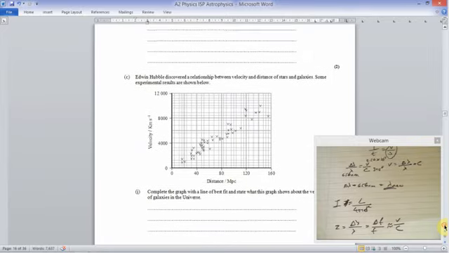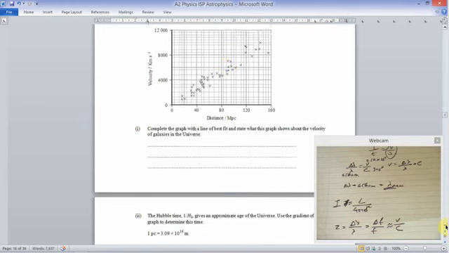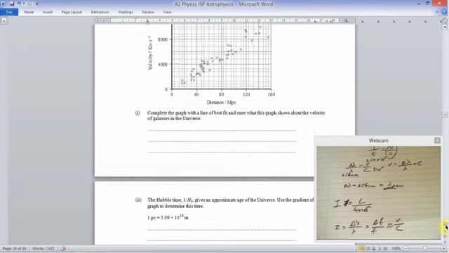Okay, complete the graph with a line of best fit. So you're essentially looking for the middle of all those points there. And state what this graph shows about the velocity of galaxies in the universe. The further away the galaxy is, the greater its velocity. This is all relative to Earth, remember. So the further away the galaxy is from Earth, the faster it's actually going.